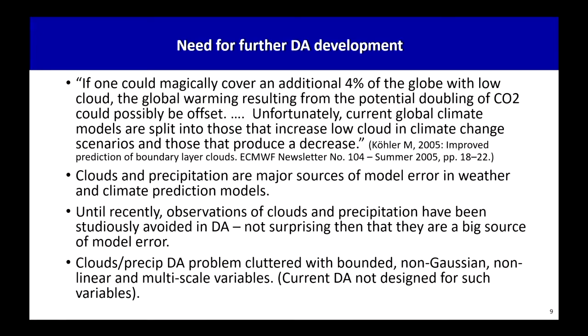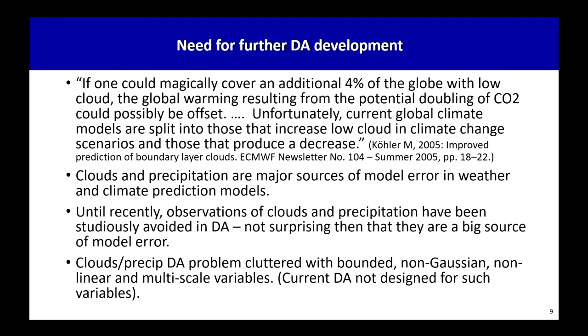But if you could increase those by an additional 4%, the potential doubling of CO2 could be offset. But if you look at the climate models, they're all split into those that increase low cloud and those that produce a decrease. It turns out that clouds and precipitation are also a major source of model error in weather prediction as well. If you track forecast busts, so days when the weather forecast error was really big, particularly studies have been done in the Northern Hemisphere, it corresponds to days when there was lots of convection at the time the analysis was made or just after that.